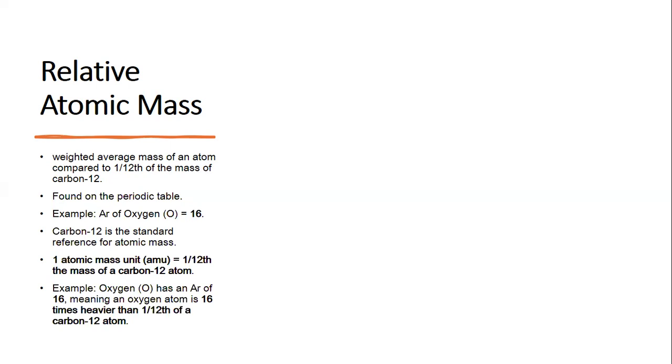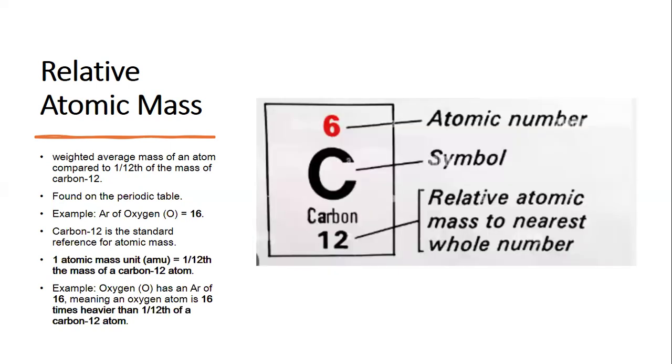In the example we have given, oxygen has an atomic mass of 16. What does it mean? It means an oxygen atom is 16 times heavier than 1/12 of the carbon atom, because we are comparing it with carbon 12. Like we have the picture that shows carbon 12, taken from the periodic table. So we can say that for carbon 12, the 12 is the value of relative atomic mass given in the periodic table. So we have the values of relative atomic masses from the periodic table.